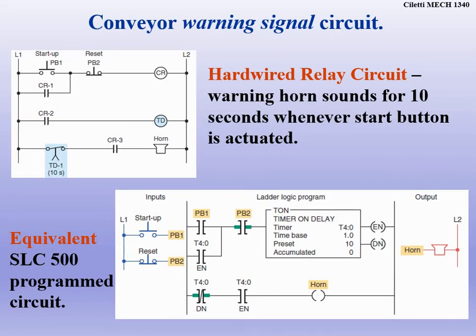Taking a look at these, like I said, this is Allen Bradley stuff. So what do we have going on here? We want the horn to sound for 10 seconds whenever the start button is actuated. In this case, it's a time on delay, so it's a TON. It's going to preset for 10 seconds. So notice the horn and what it's tied to, and when it actually is going to go off. When we do this, we have push button 1 and push button 2.